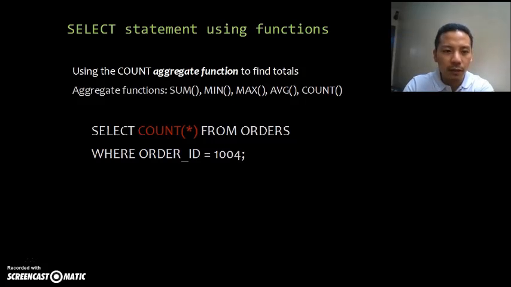Select statement using functions. Using the count aggregate function to find totals. Some aggregate functions are sum, min, max, average, and count. In the example below, the count function is used to count all the rows from table orders where the order ID is equal to 1004.